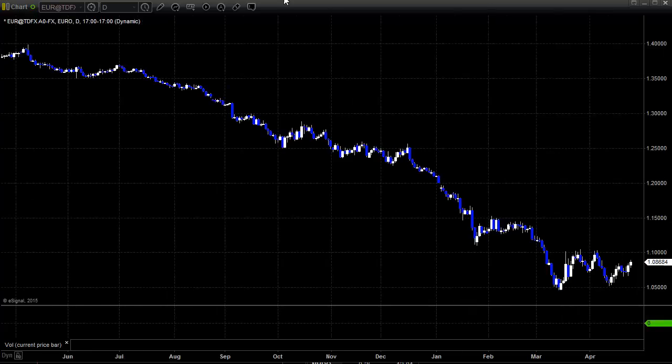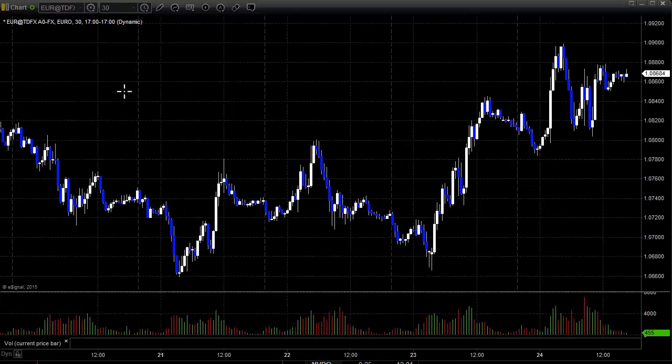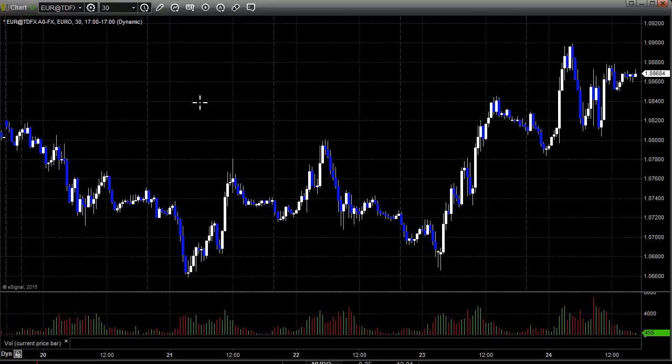Let's take a look at the intra-week action. It's 30-minute bars on the euro dollar. High to low was about 240 pips, almost exactly, which is okay, not stellar. But the good news was there was some movement back and forth. It wasn't just a bunch of flat days.